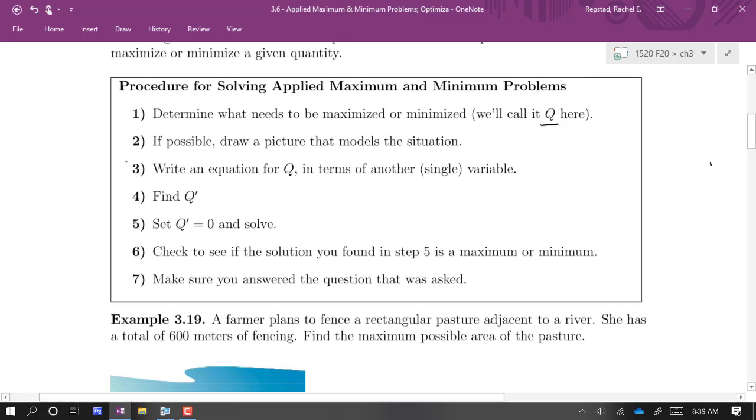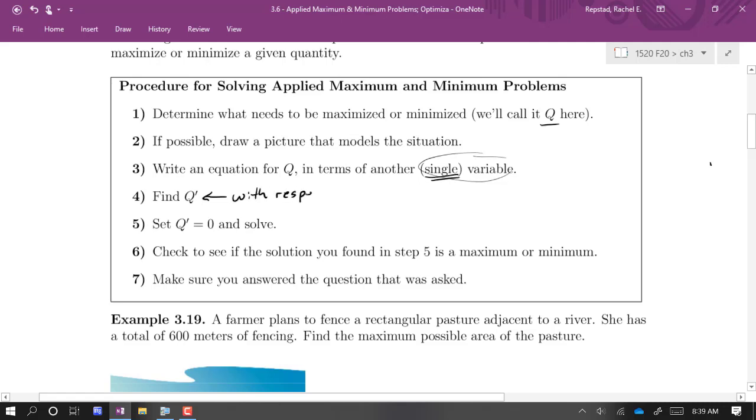What we want to do is take whatever that quantity is and write it in terms of another single variable. We often will start out having to write the expression in terms of maybe 2 or more variables, but they'll give us information so that we can narrow it down to just writing it in terms of one variable. Then we find Q prime. Now, we're going to differentiate with respect to whatever this other variable is.